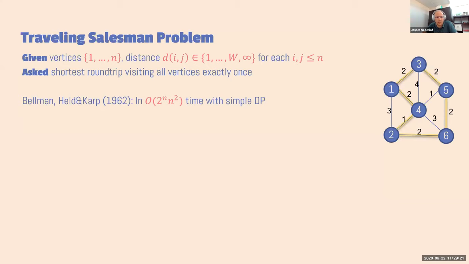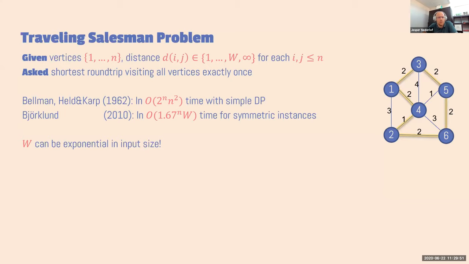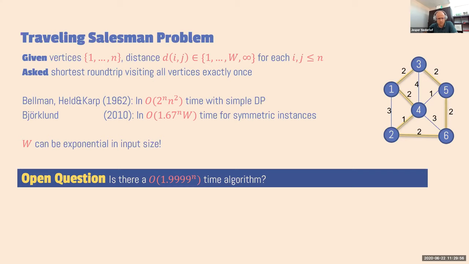And indeed, we look at the exact setting here. Since 1962, it's known that the problem can be solved in time roughly 2 to the power n, with a simple dynamic programming algorithm. And in 2010, there was a very nice breakthrough by Björklund. He showed the problem can be solved in 1.67 to the power n times capital W for instances that are symmetric. So again, this means that the distance from i to j equals the distance from j to i. But this capital W can very well be exponential in the input size, so these two running times are not really comparable. And it's still an open question whether this algorithm from 1962 can be improved significantly. So can we get some 2 minus epsilon to the power n running time here?